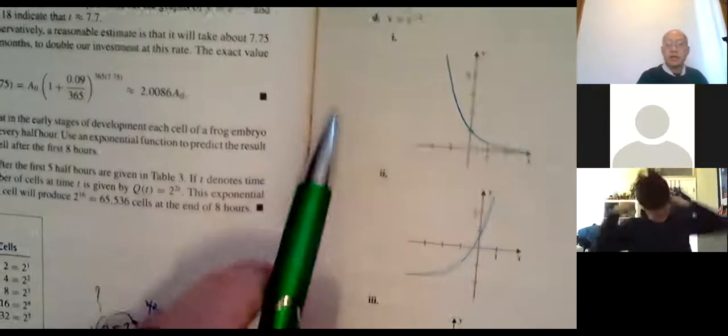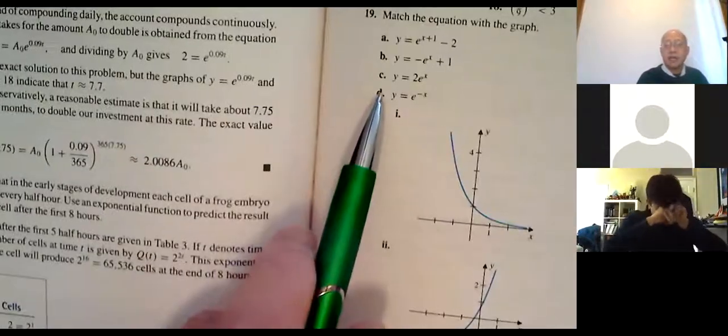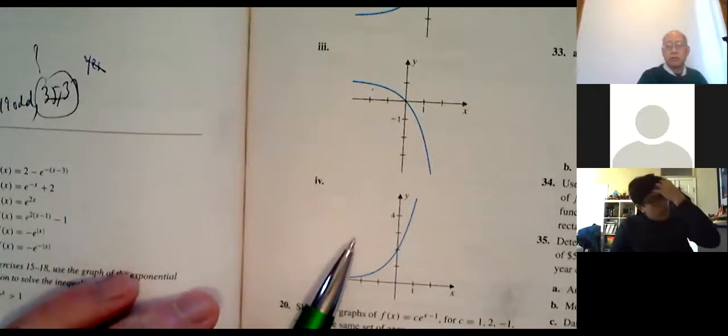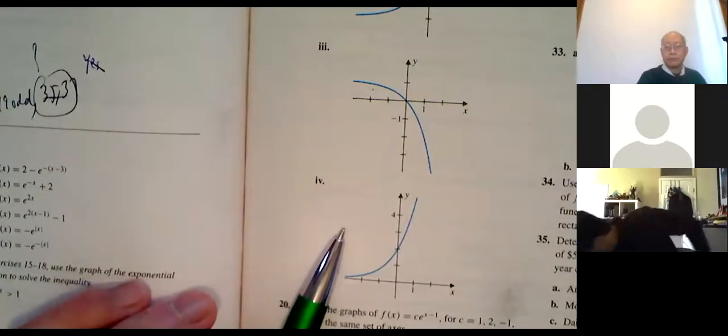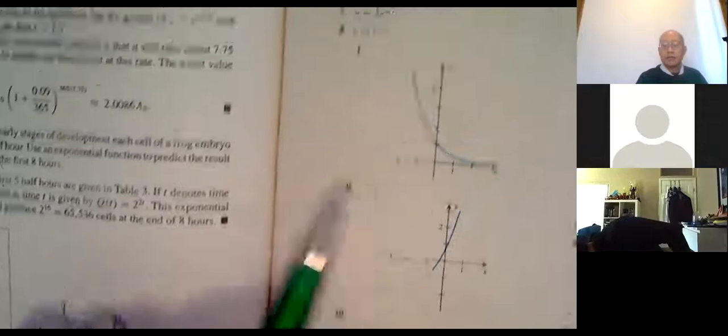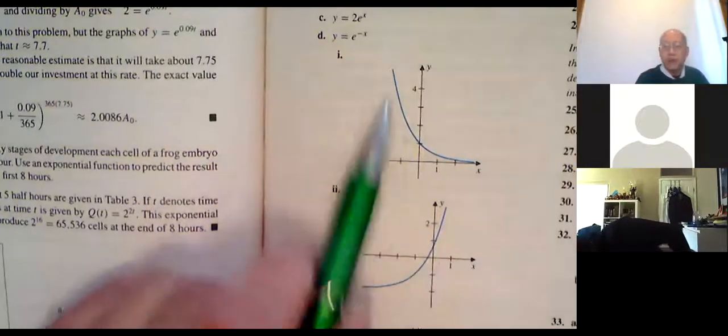All right, so again, C is Roman numeral 4. Okay, the other easy one was this one. It's falling.